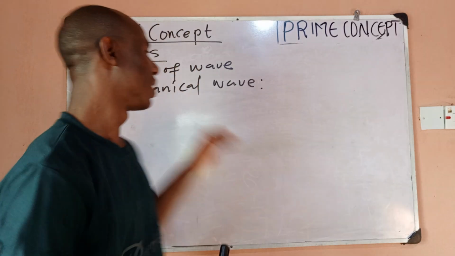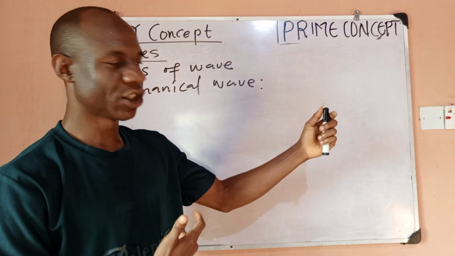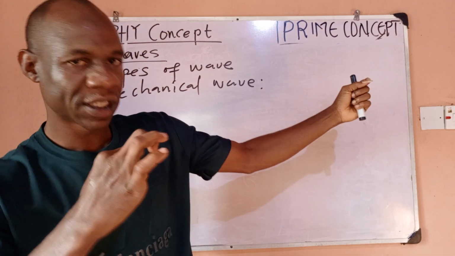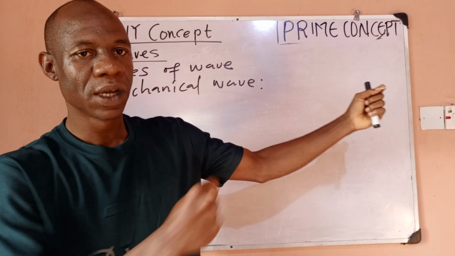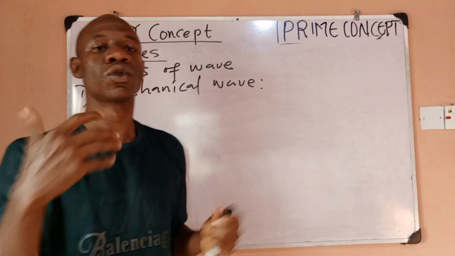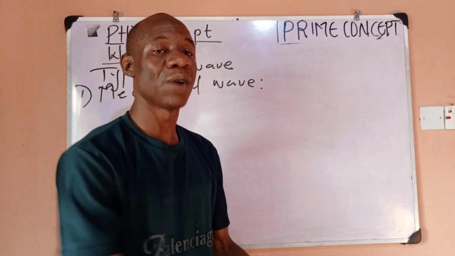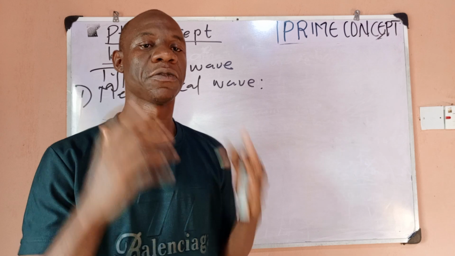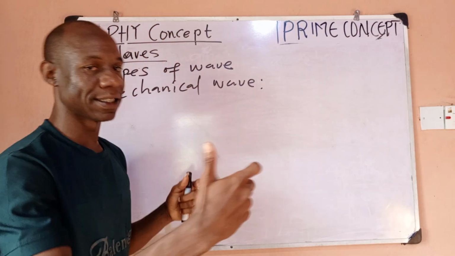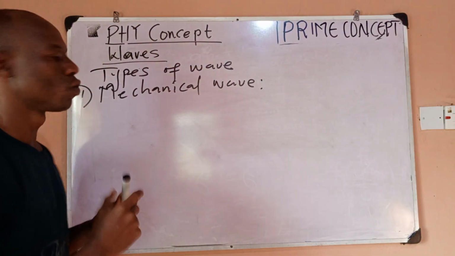Another example would include a wave on a string. If you go to church, you see those that play the guitar, they pluck it. That kind of wave is also a mechanical wave. Waves on ropes are also examples of mechanical waves. Water waves are also examples of mechanical waves. So waves that require materials so that they can travel, those kinds of waves are mechanical waves.